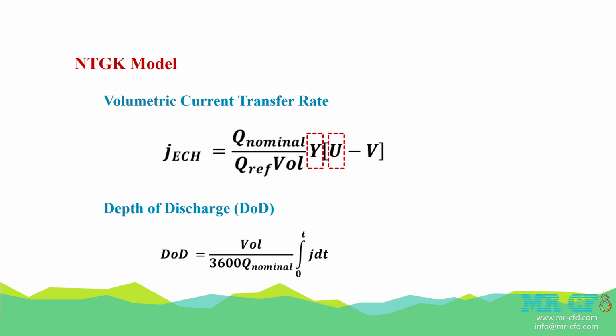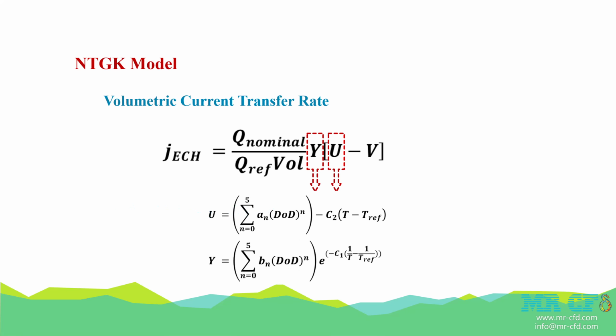According to the relation shown, during the discharge process, the battery's discharge percentage increases over time. So DOD is always between 0 and 1. 0 indicates full charge and 1 indicates full discharge of the battery. Therefore, the battery models Y and U can be fitted from testing data as a function of DOD and temperature. According to these relations, we need to determine the coefficients A0 to A5, B0 to B5, and C1 and C2.